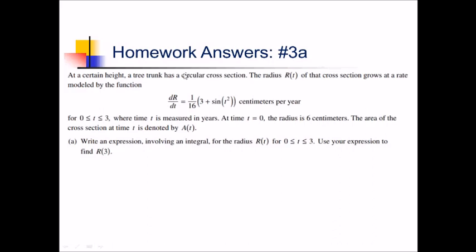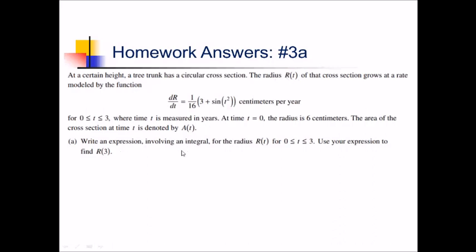For this problem, we have a tree trunk with a circular cross-section at a certain height, and the radius of that cross-section, which we're calling R of t, grows at a rate modeled by dr over dt, given here. And this only applies between times 0 and 3. And at time 0, they're telling us our radius is 6, and the area is this A of t function that they're not going to tell us anything else about. They didn't tell us anything about R of t either, other than what it represents.